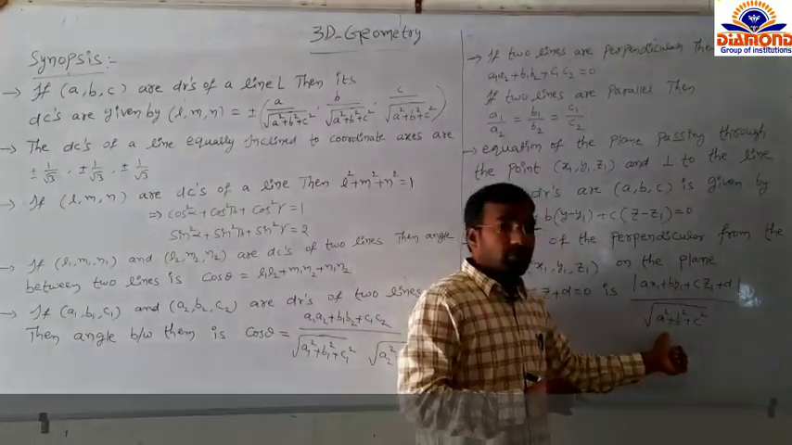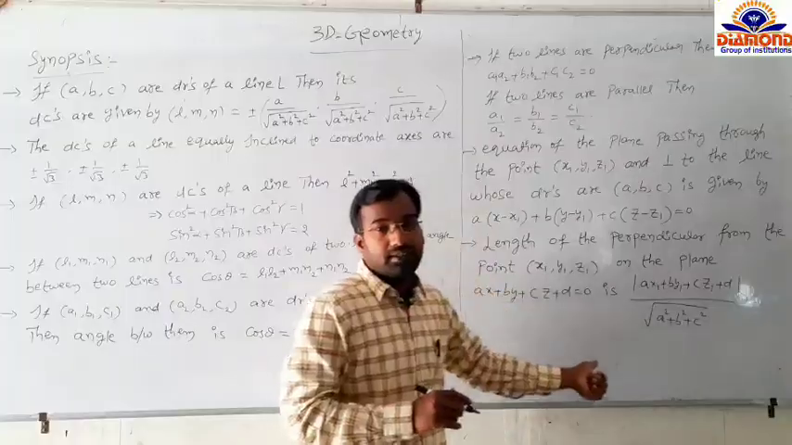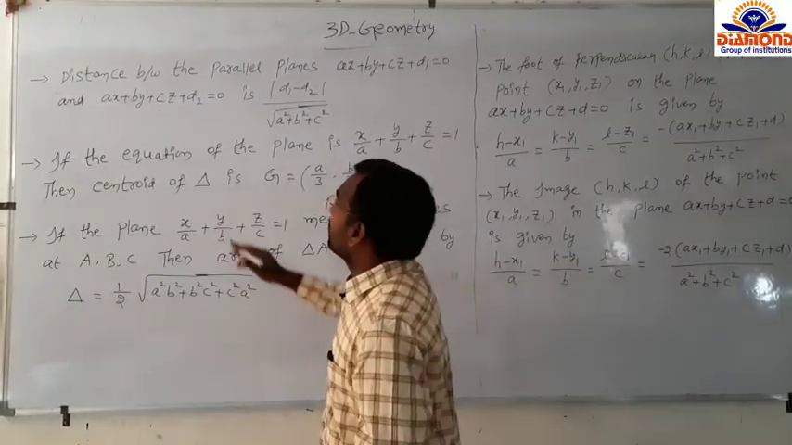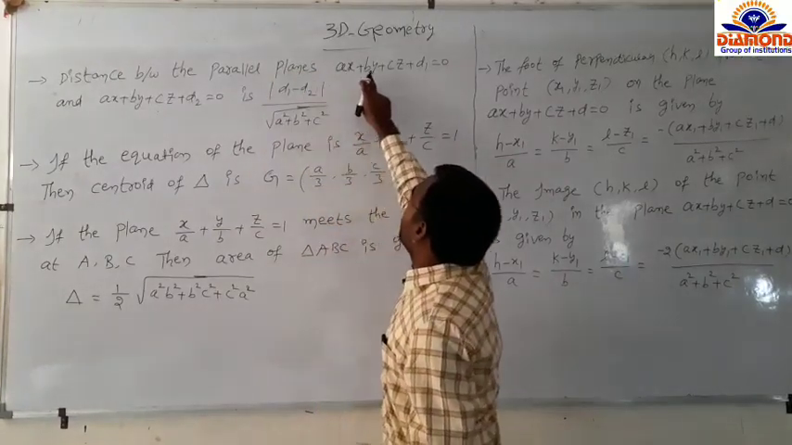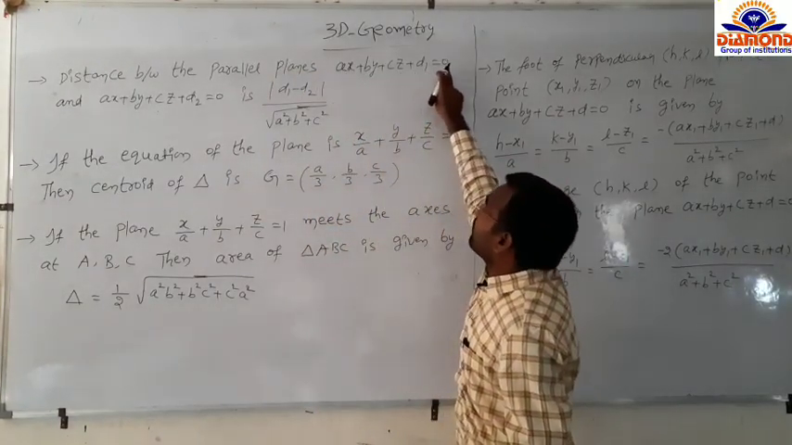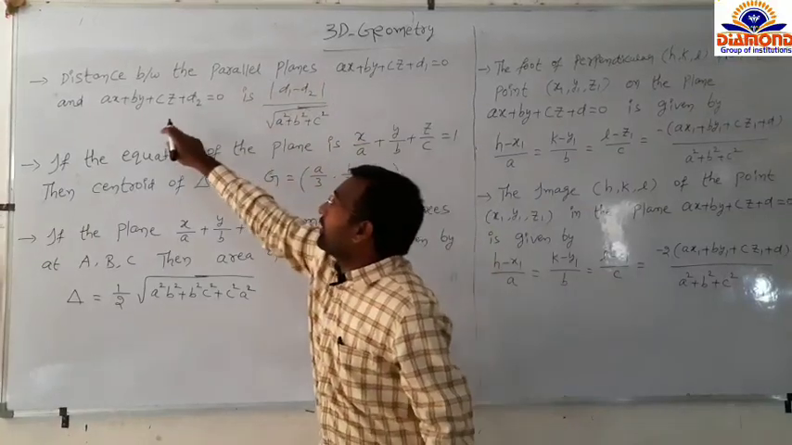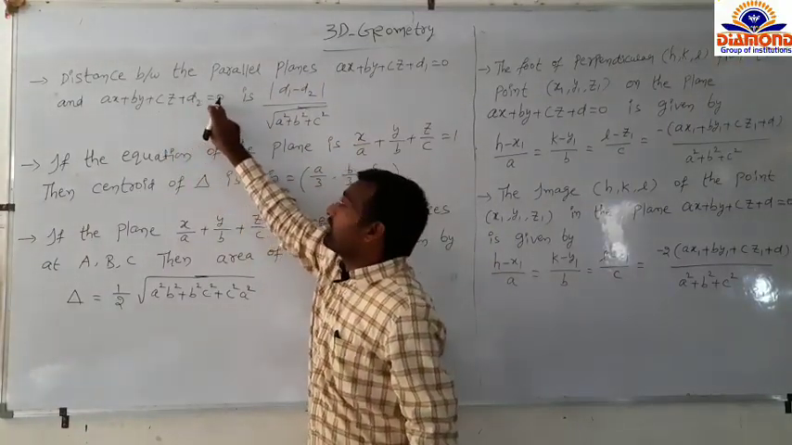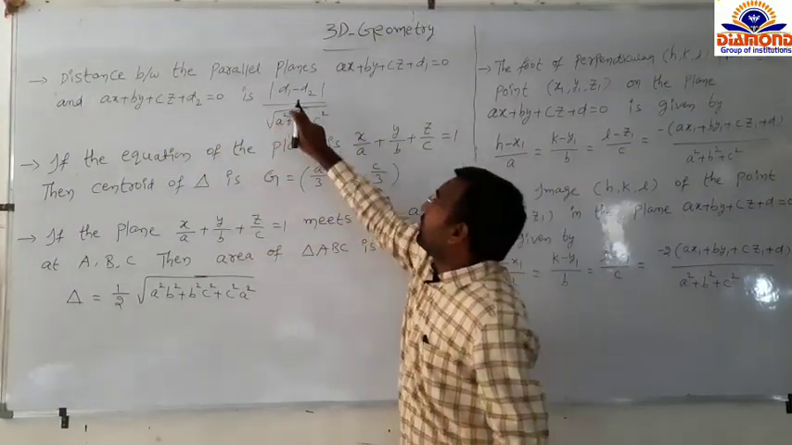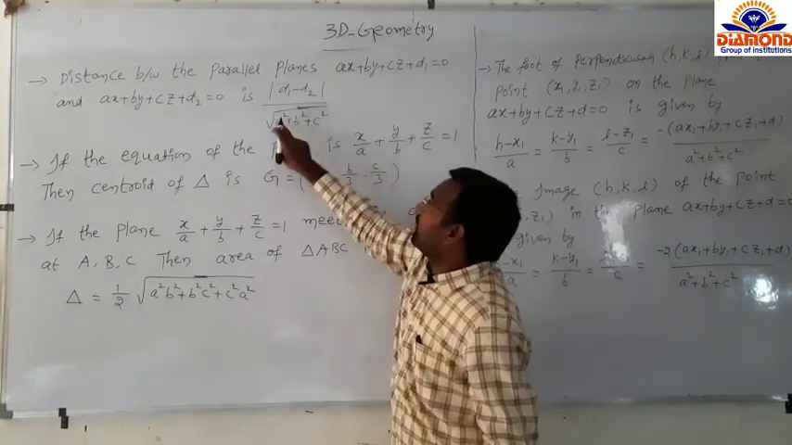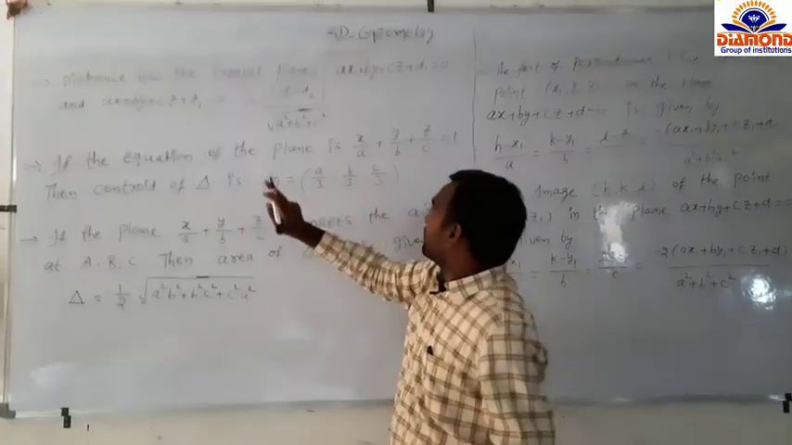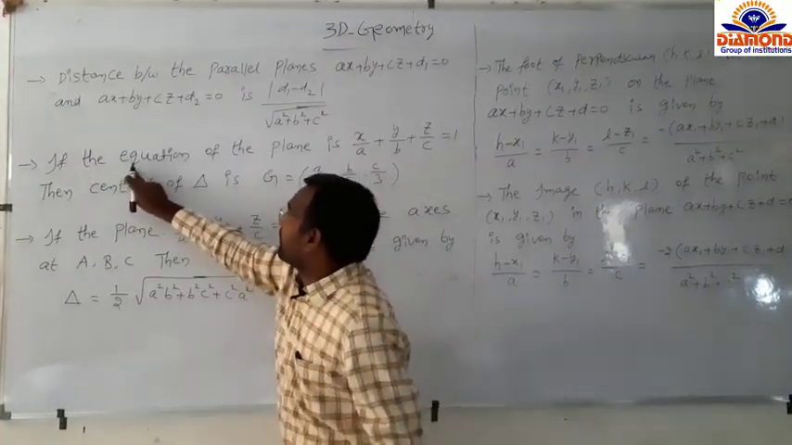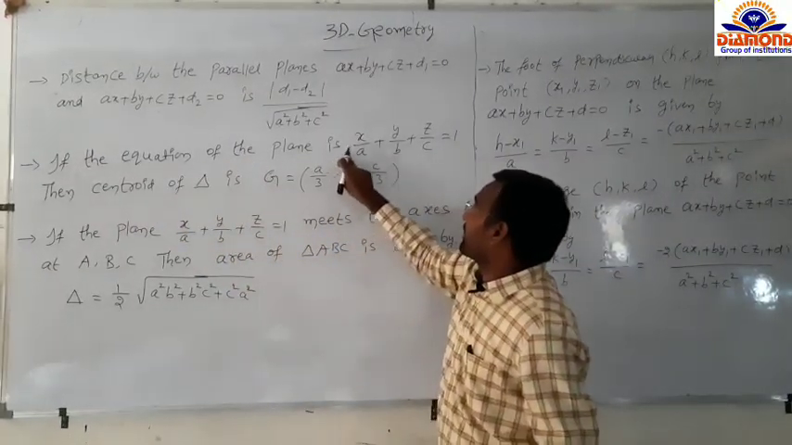By root over a square plus b square plus c square. Next point, the distance between the parallel planes ax plus by plus cz plus d1 equal to 0 and ax plus by plus cz plus d2 equal to 0 is modulus of d1 minus d2 by root over a square plus b square plus c square.